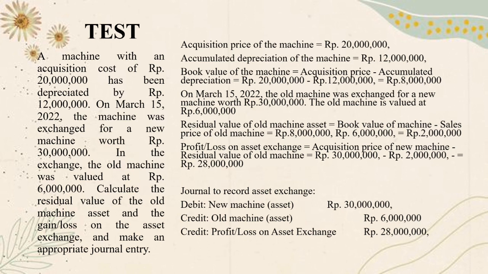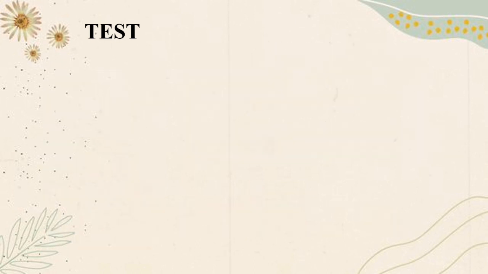The journal to record asset exchange. In debit is new machine as asset. The amount is 30 million. And in credit there is old machine as asset. The amount is 6 million. And in credit, profit or loss on asset exchange, the amount is 28 million.